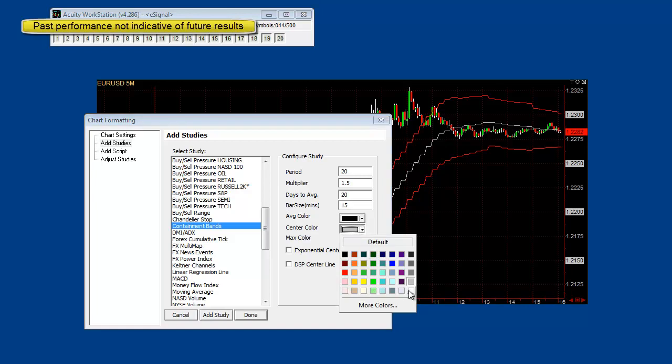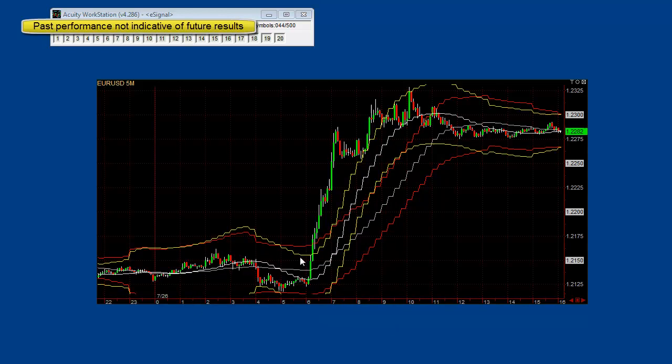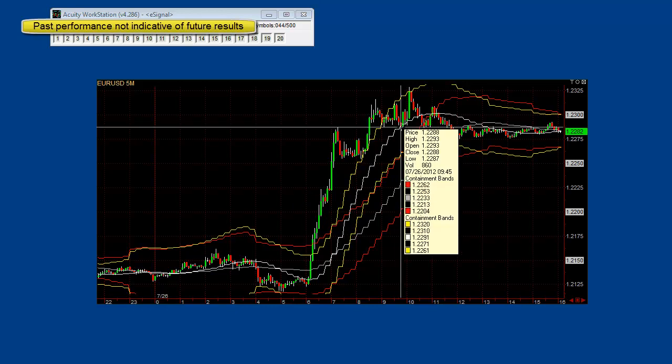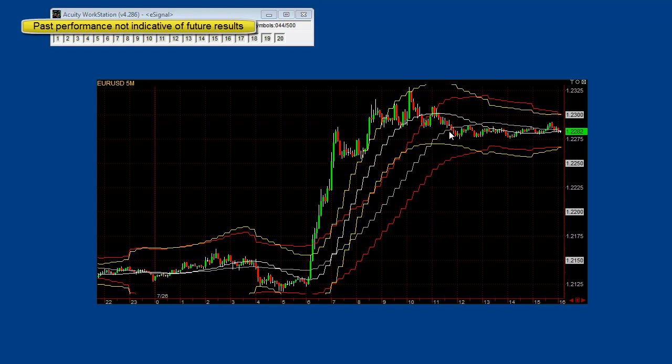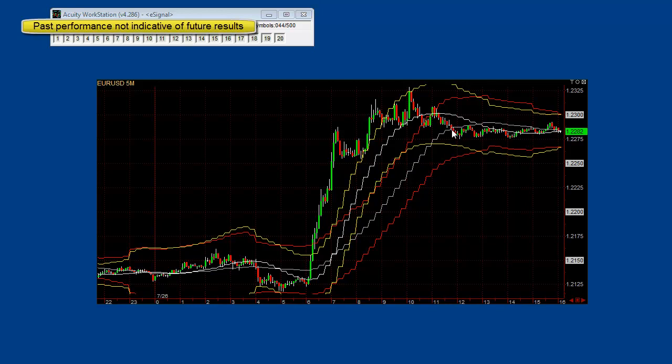We'll change the center line to white and the max bands to yellow. And we'll click DSP center line. And if you notice, the DSP catches up to price much quicker. In fact, it hits it right here at 9:45 versus 11:45. Two whole hours quicker. And obviously, on explosive days like this, it can shoot outside the bands.